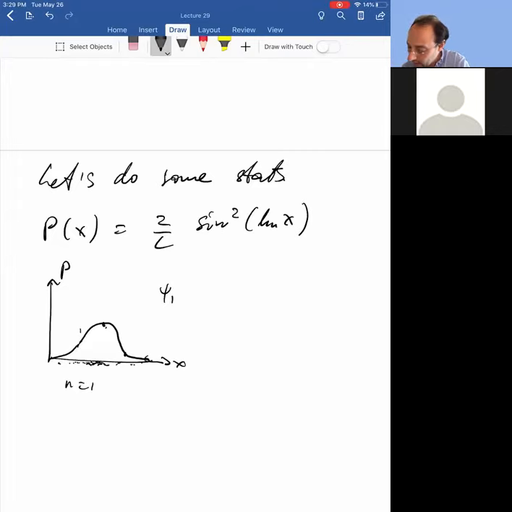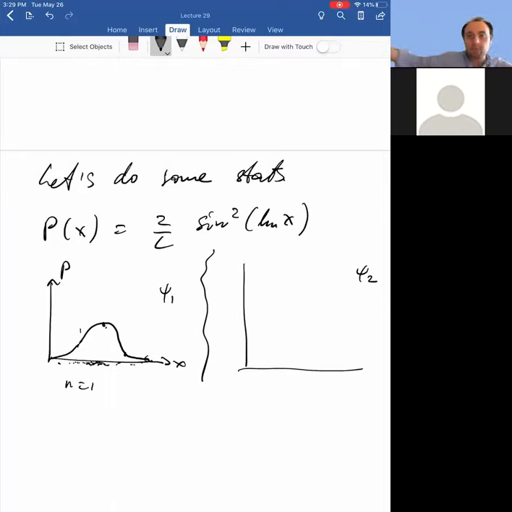If you have psi2, on a different day, you prepare 1,000 particles in state psi2. And then again, you go ahead and you spend the whole day measuring position in each one of those particles. First particle, you measure position, boom, you get a value. Second particle, boom, you get a value. Third particle, boom, you get a value. Each time you're measuring position on a particle in state psi1.